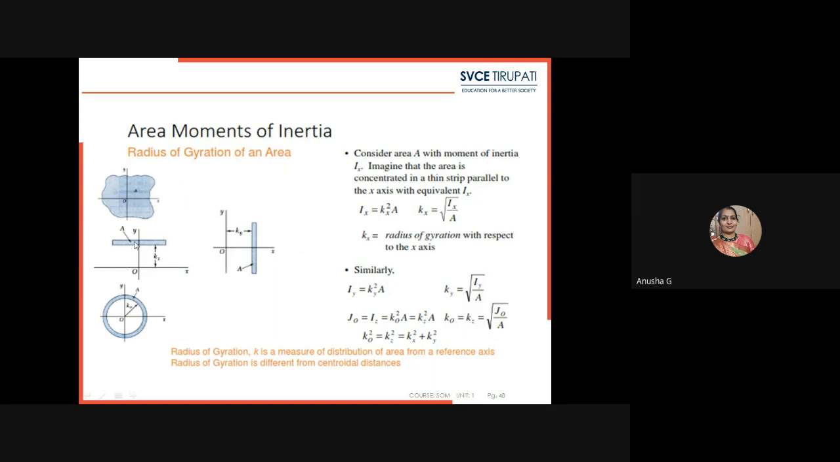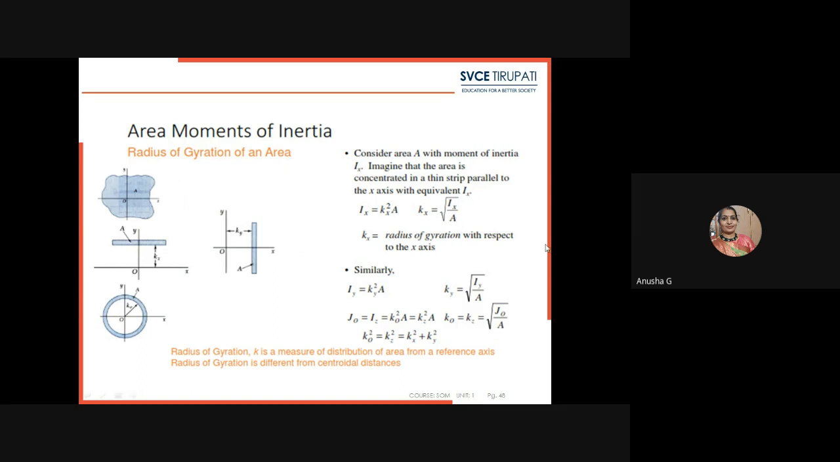The moment of inertia of this we are considering is Ix. That Ix equals kx square multiplied by the area. So kx equals square root of Ix by A. For your exam, they will give the moment of inertia of the element as 10 mm to the power 4 and the area as 2 meters square. Then you have to find the radius of gyration. Our formula is kx equals square root of Ix by A. Ix is 10 divided by 2, which is 5. Root 5 is our radius of gyration.